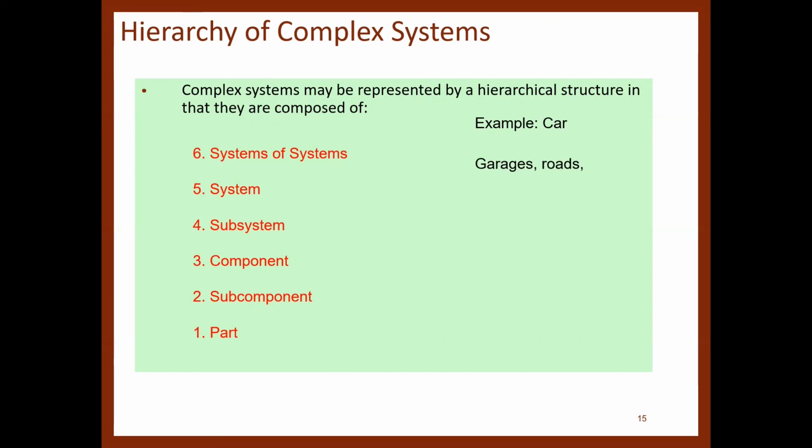So for example, if we look at the car, these are the different levels. For the part, we can have wires. In terms of subcomponent, we can have the gauges. And then we have the instrument panel. And then we have the car interior at the subsystem level. At the system level, we have the car, and the system of systems is the systems that the car interacts with. In this case, garages and roads.